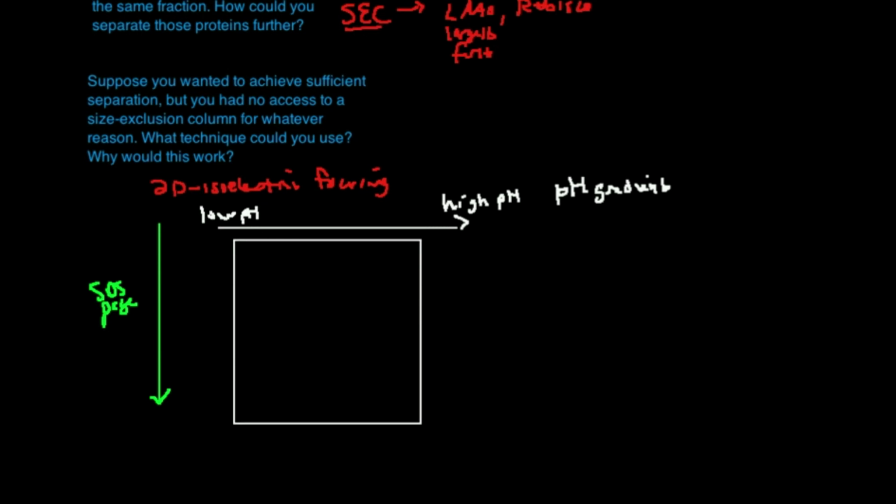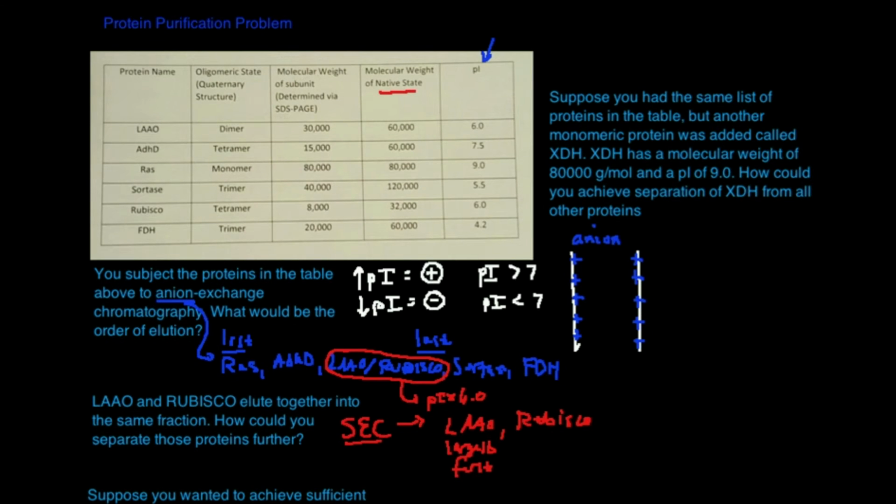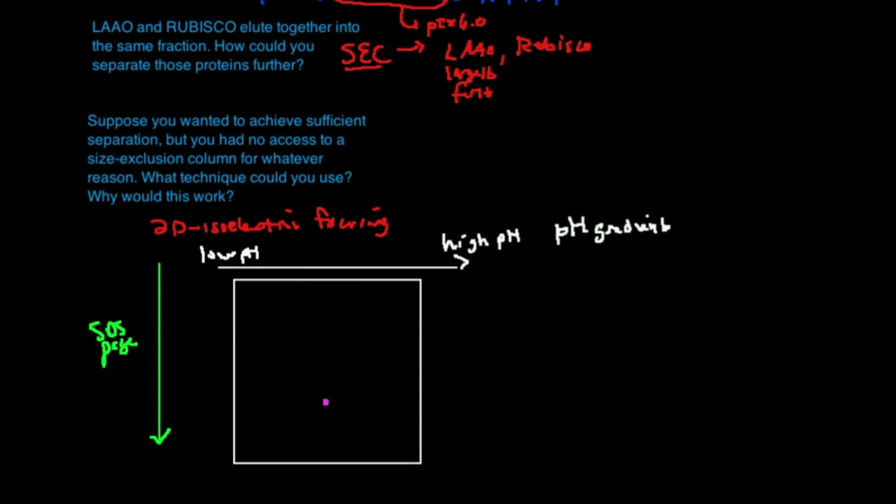But what you would see is, Rubisco, I believe, was the smaller one. So Rubisco is going to migrate further. Maybe it's right there. So that's Rubisco. But the other one, L-amino acid oxidase, which is larger, will be up here. And notice they're directly vertical with respect to each other. They're not left or right of each other because they have the same isoelectric point. If one of them had a different isoelectric point, they would be left or right with respect to each other, but they're not. They're right on top of each other because they have the same isoelectric point, but one of them migrates further because their molecular weights are different. And so this ultimately achieves separation of those two proteins. And this would be something you could do in one step.